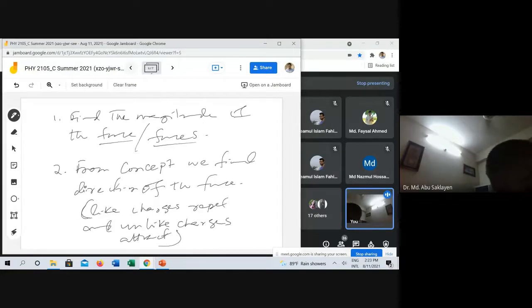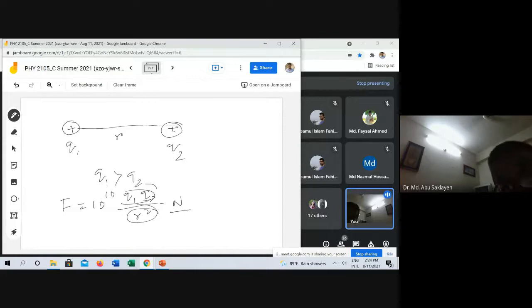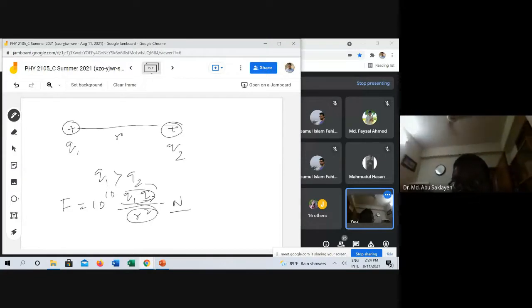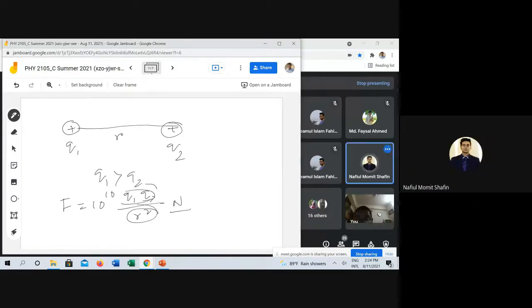Just I wrote here the concept. Like charges repel and unlike charges attract. This is the concept. So here like charges, so they repel one another. But who repels whom? Here Q1 is greater than Q2. So what will be the direction of the force? Sir, Q2, right is over.